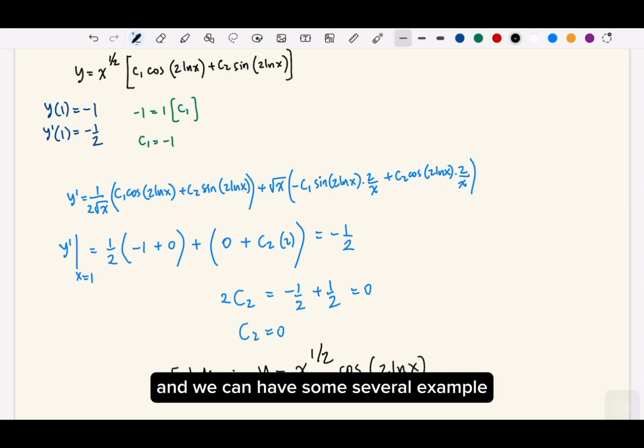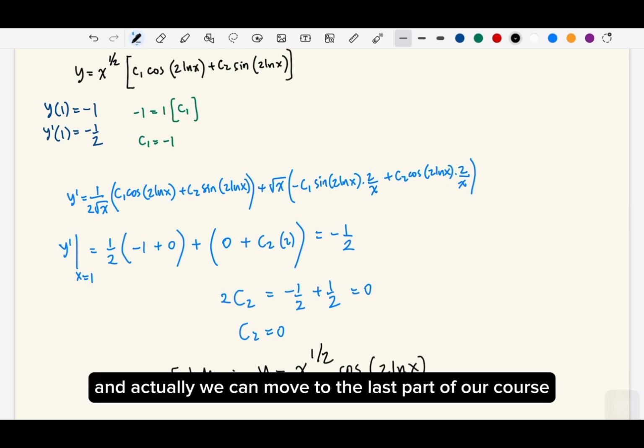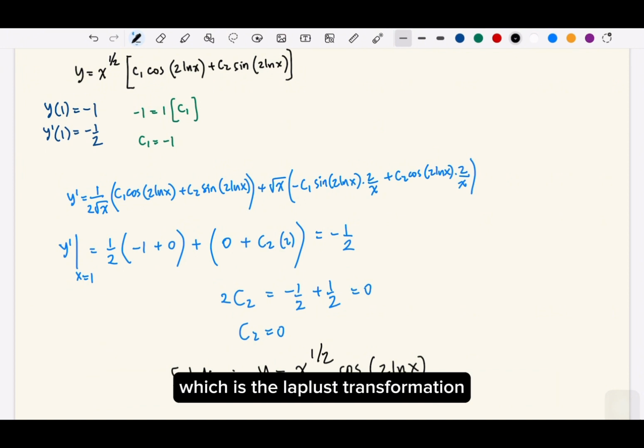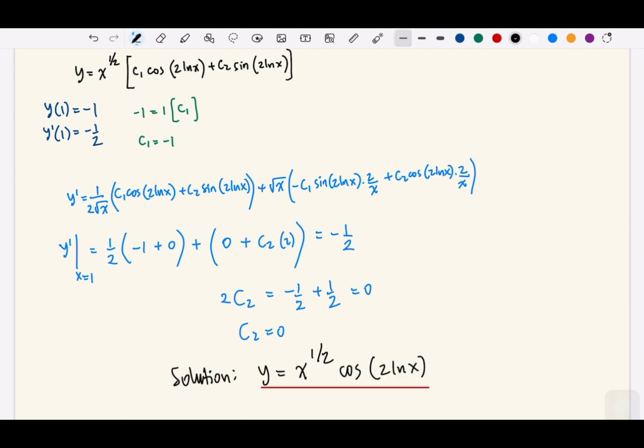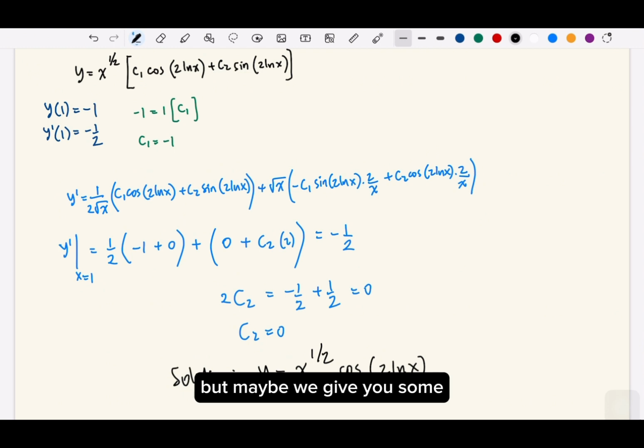And we can have several examples, and actually we can move to the last part of our course, which is the Laplace transformation. But maybe I will give you some example first.